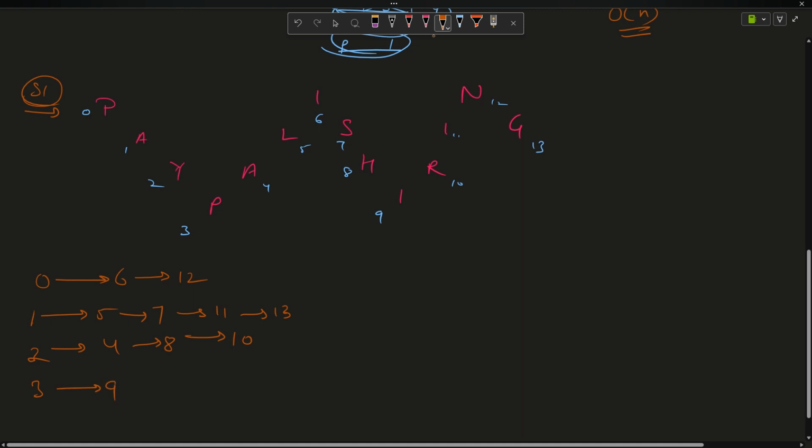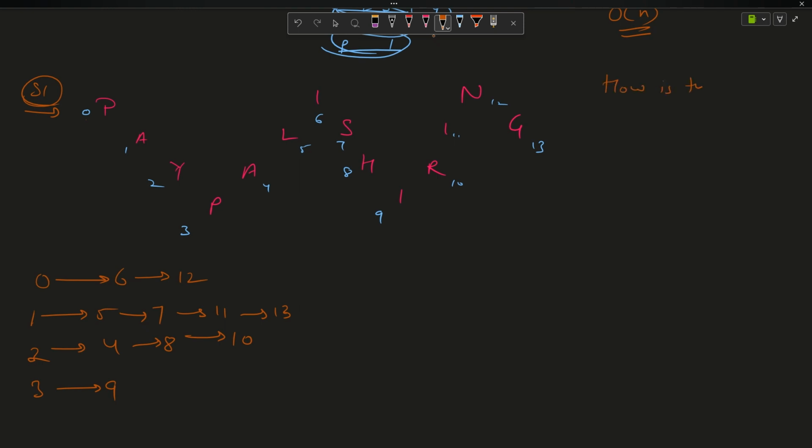I'm having the indexes. You can see 0, then 6, then 12, then 1, 5, 7, 11, 13, and so on and so forth. How is the jump happening? The question is, how is the index jump happening? That is my question to you.